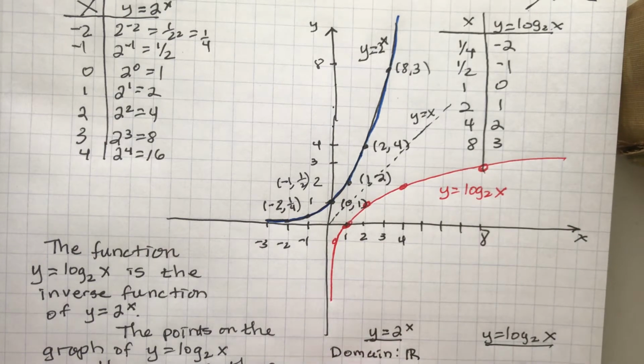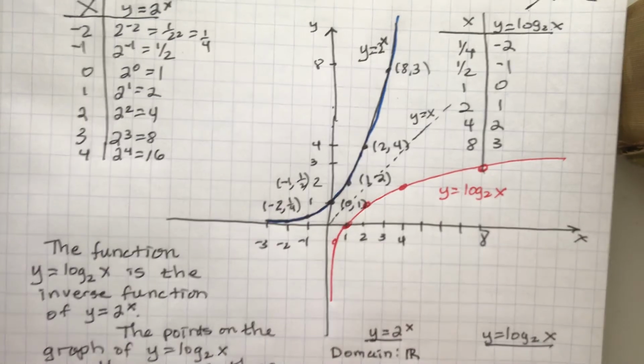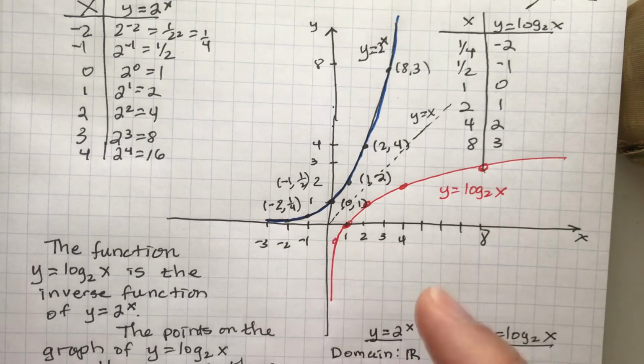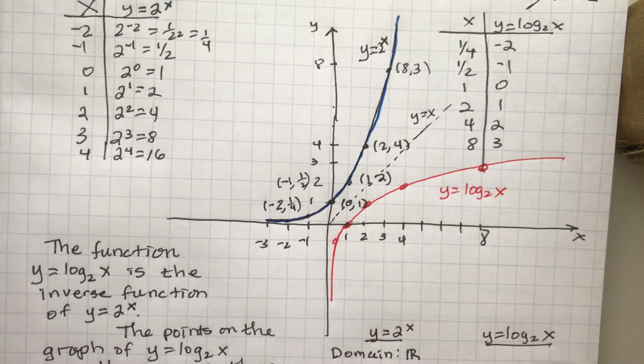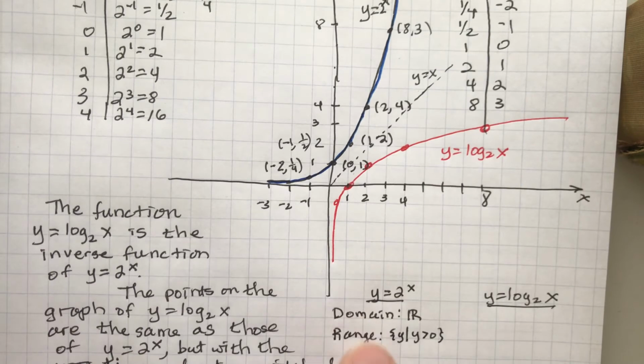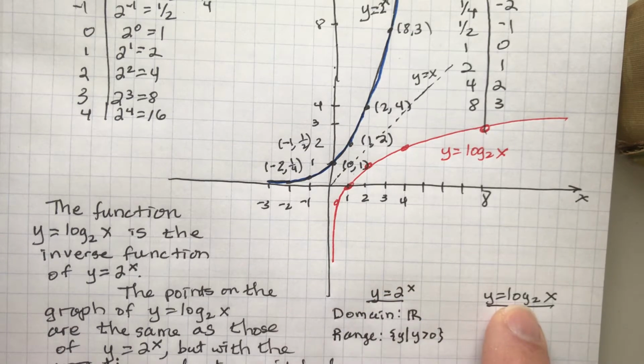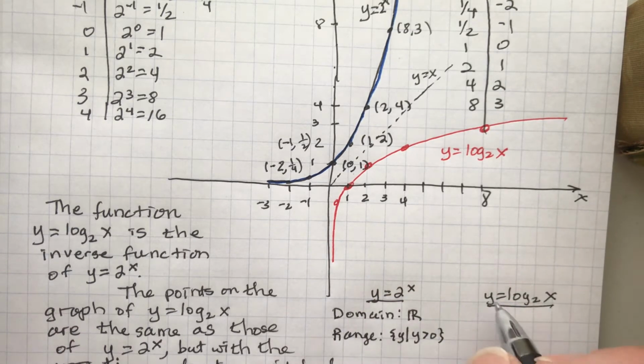If I look at the range of y equals 2 to the x, what do I get? It's only those y that are greater than 0. Now, when I swap x and y, that's going to swap the domain and range. So what was the range of 2 to the x becomes the domain of log base 2 of x.